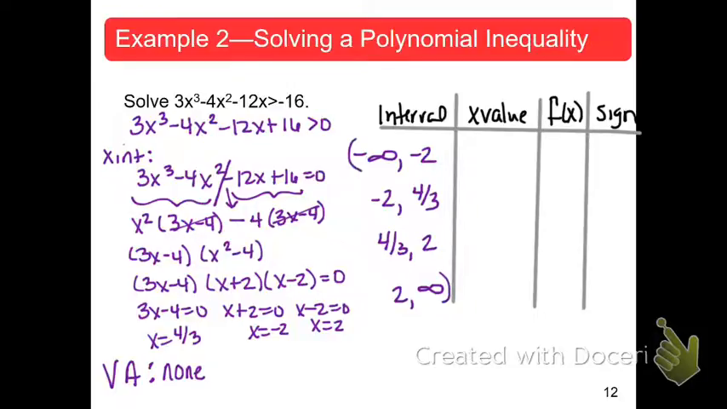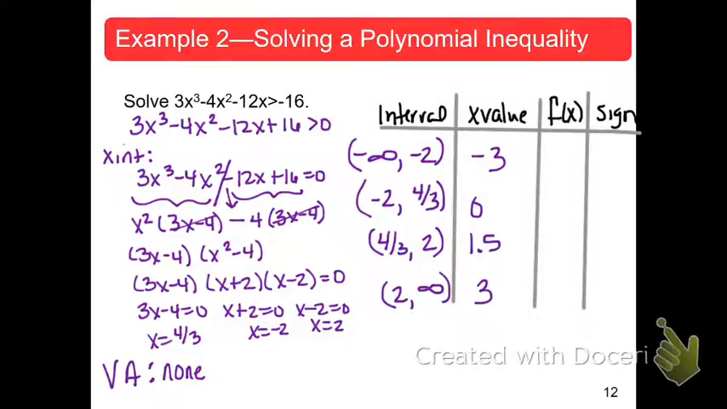Remember, your infinities will always have parentheses, and your x-intercepts will either have parentheses if it does not have an equal to in the inequality, or it will have a bracket if there is an equal to. So I'll look back at the problem. It is only a greater than symbol, so that means all my x-intercepts are also going to have parentheses. All right, so then we have to pick an x value that's in that interval. So I'm going to pick negative 3, 0, maybe 1.5, and positive 3.